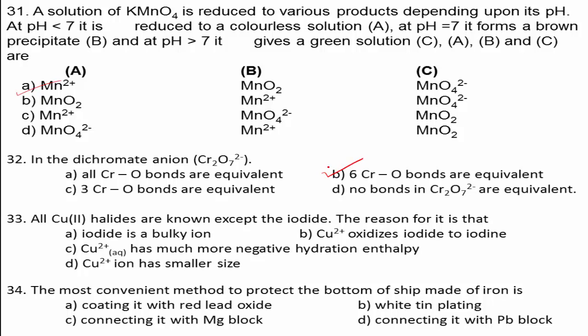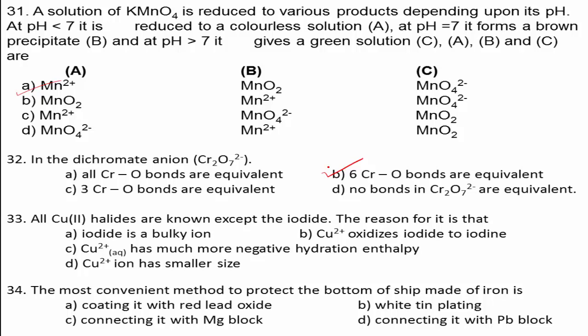Next, 33. All copper(II) halides are known except the iodide. The reason for it is that option A, iodide is a bulky ion. Option B, Cu2+ oxidizes iodide to iodine. Option C, Cu2+ has much more negative hydration enthalpy. Option D, Cu2+ ion has smaller size.